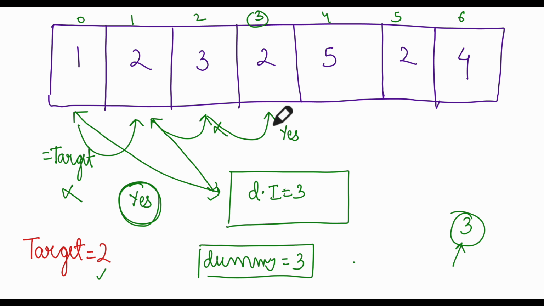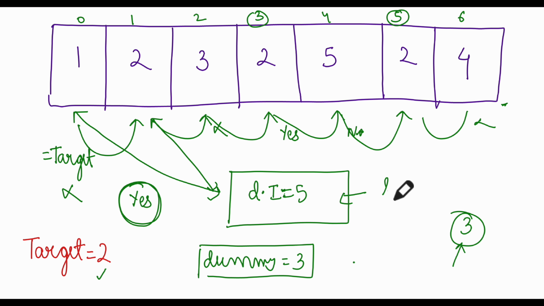Now I will again move from here to here. Is 5 equal to target? No. So I will move to the next. Now is 2 equal to target? Yes. Now because I have found it, I will update the dummy index to 5. So again this 3 will be changed and it will become 5. And is 4 equal to my target? No. Correct. So I have traversed through the whole list, and whatever is my most recent dummy index after finishing my search, that is going to be the index of the last occurrence.